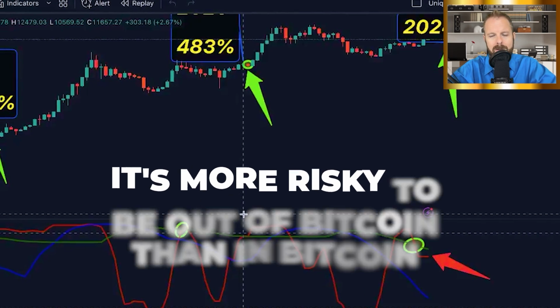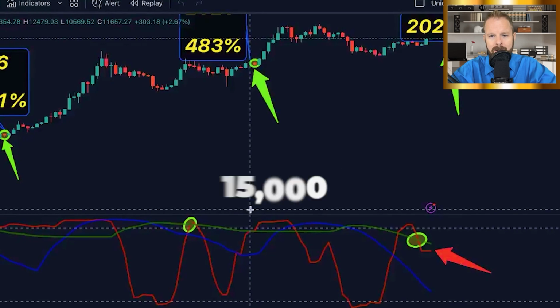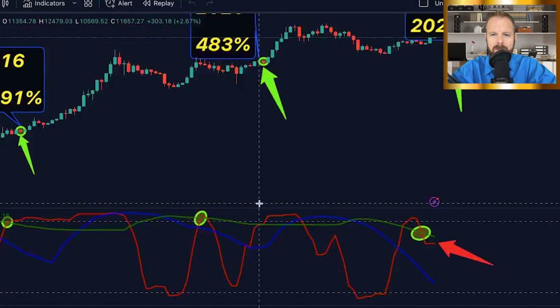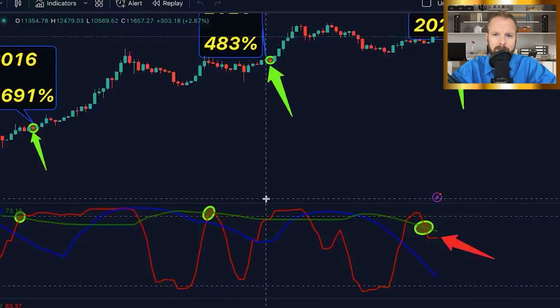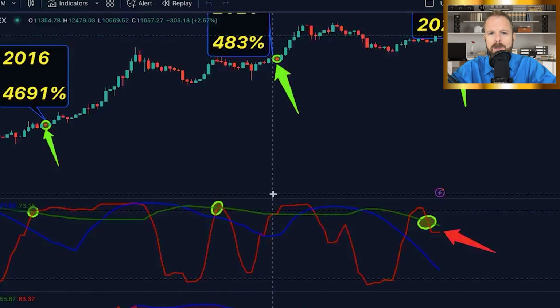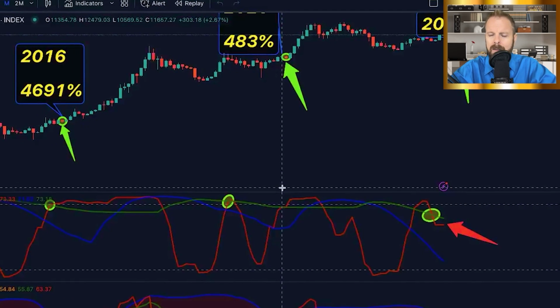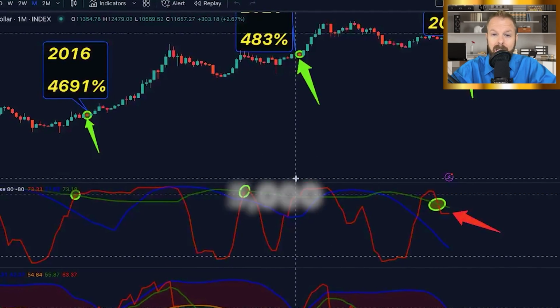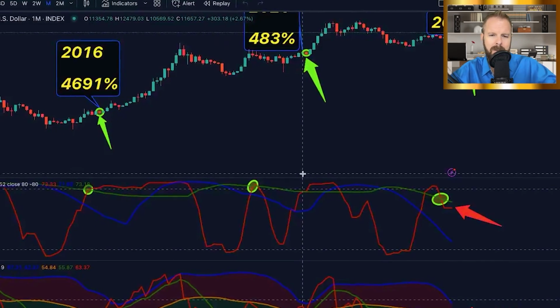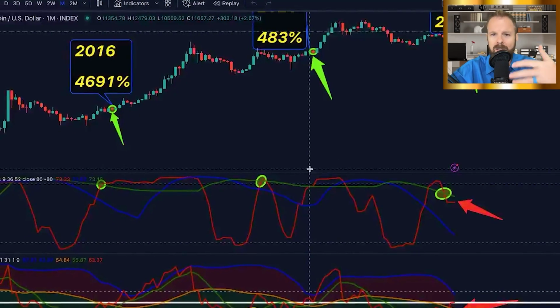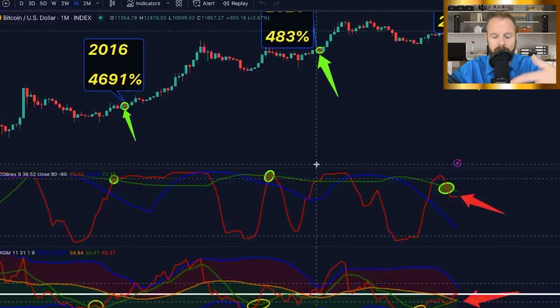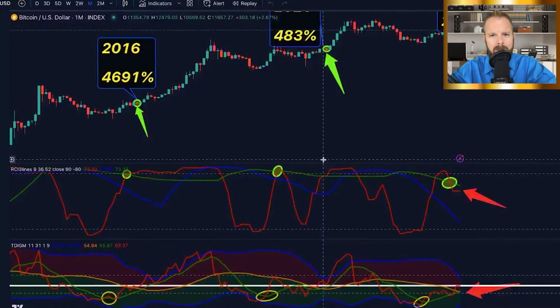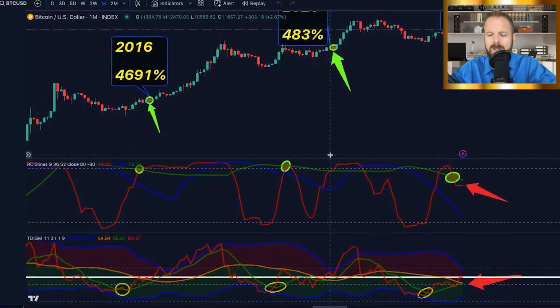Plain and simple. I told you when we were back at 15,000, it's highly likely that the bottoms are in, and it's more risky to be out of Bitcoin than in Bitcoin. We had it on repeat. Everybody wanted to disagree. They said, oh, we're going to 8K, 7K, 6K, 5K. Everybody was chanting it. It was in all the comments. Steve, this time you're finally going to be wrong. We're going to 7K. We're going to 6K.